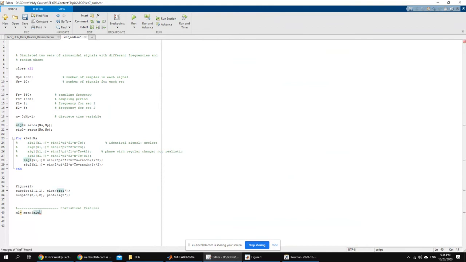Sig1 dash and mean 2 is going to be equal to mean of sig2 dash, and basically let's plot them so that we can see how they look like. Okay, because actually it's useful to see how the samples would look like. Okay, so maybe I can have a plot, a new plot, figure 2.